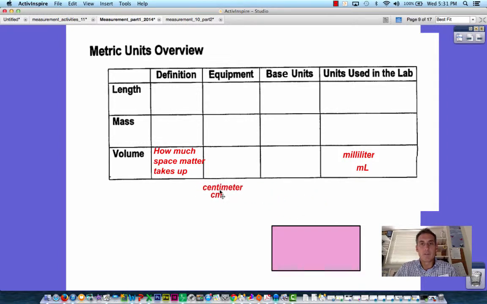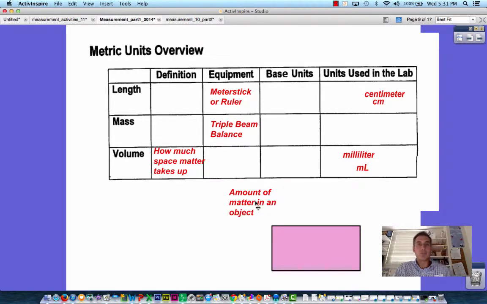Centimeter, where would that go? It's definitely a length, but it's not a base unit. It's the unit we use often in the lab. Triple beam balance. I bet you recognize that as our equipment that we use for measuring mass. Meter stick or ruler. That's what we're going to use for measuring length, not a yardstick.